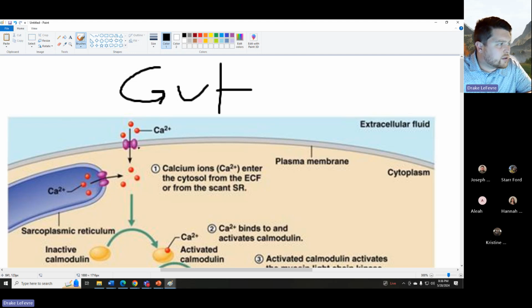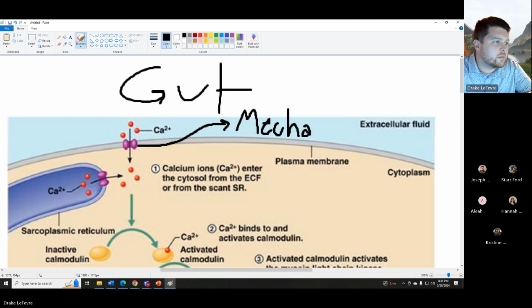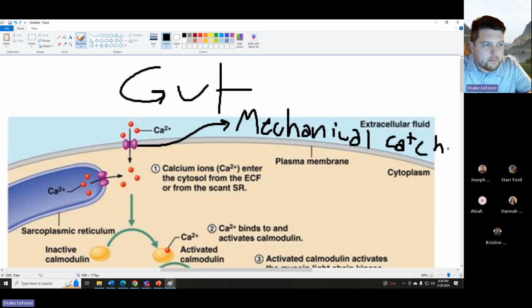We have these calcium channels right here, and these are mechanical calcium channels. What does that mean? It means that when that tissue gets pressed or stretched, these channels activate. And what presses or stretches the intestines? When they have food and stuff going through them.